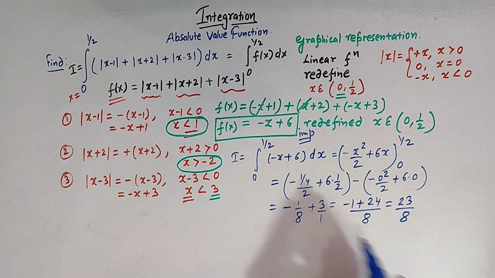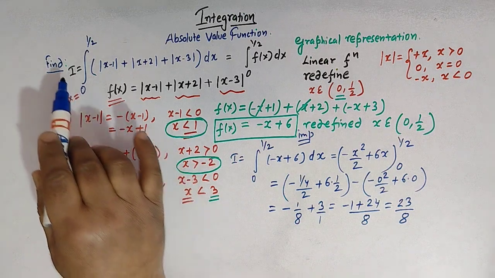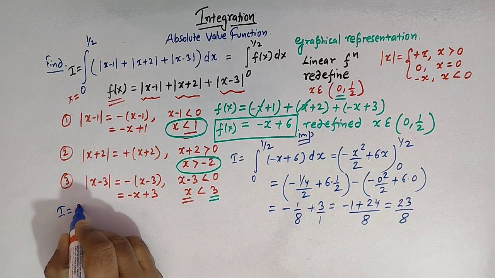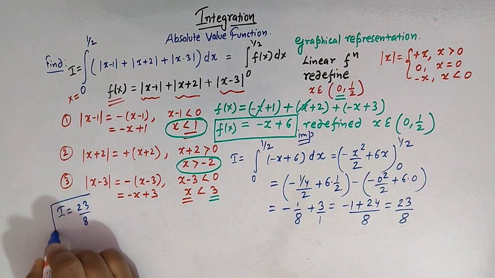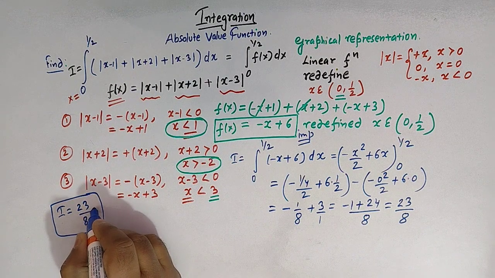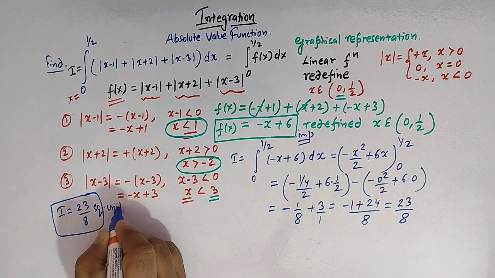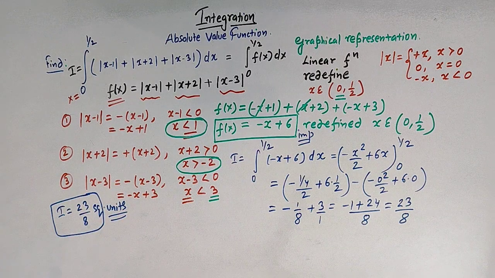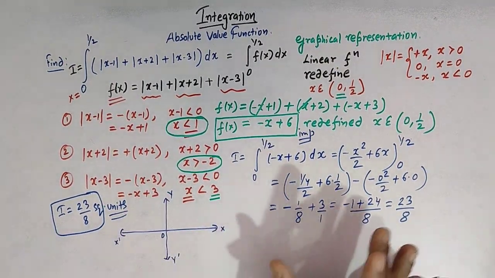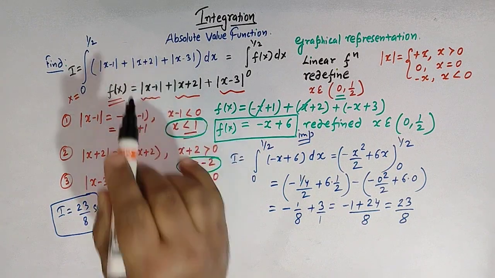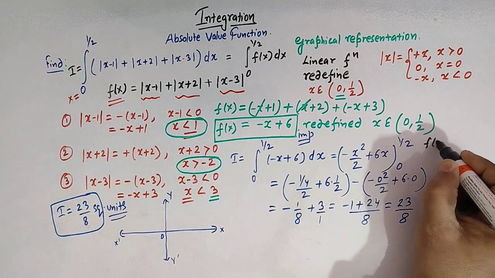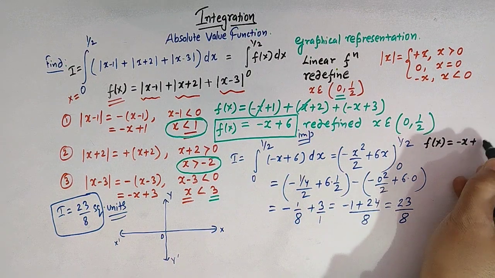So viewers, this is how we have obtained the value of this integral I as 23 over 8, right? So the area under this curve is given by 23 over 8 square units, right? Now let us see the graphical representation of this integral. So to see the graphical representation, let us take the function f of x, right? So f of x is minus x plus 6, right?